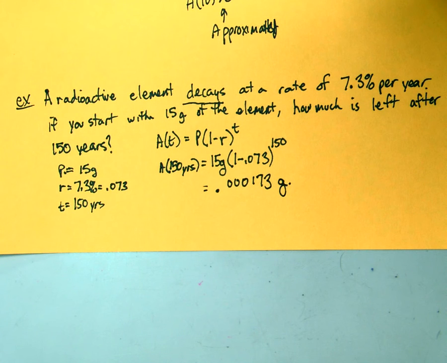After 150 years, if this was just sitting on a shelf for 150 years, then we would only have 0.000173 grams of this element left. It goes away. Do you know how it goes away?